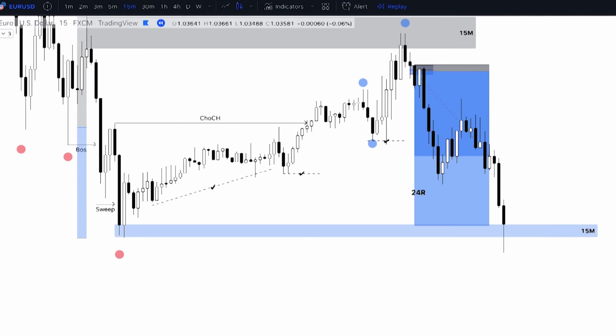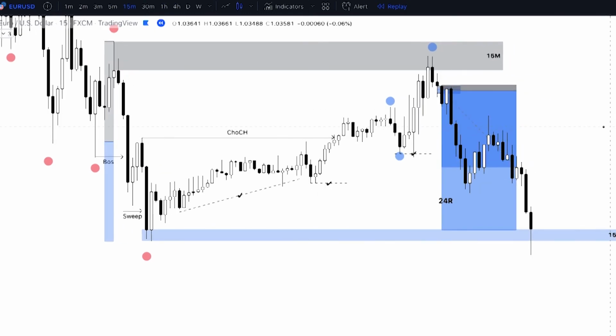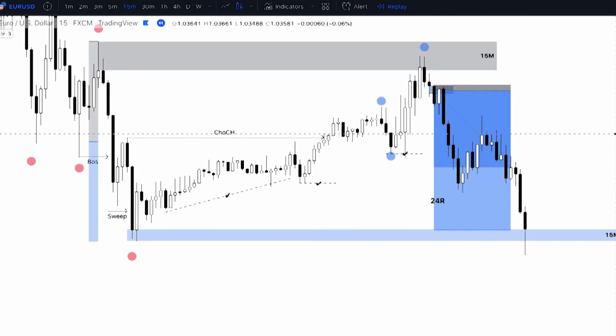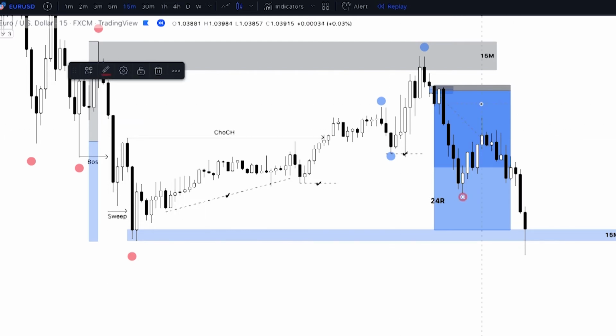So what we can do, we can again search for, at first, we need to see the market structure. We need to identify the higher high and the higher low. So let's identify the higher high and the higher low. Nice. Switch to 1 minute.